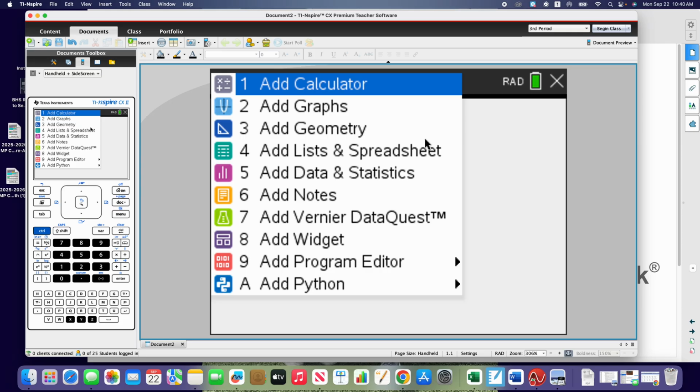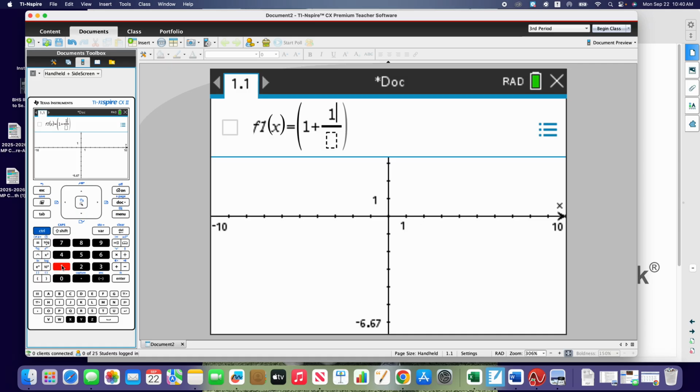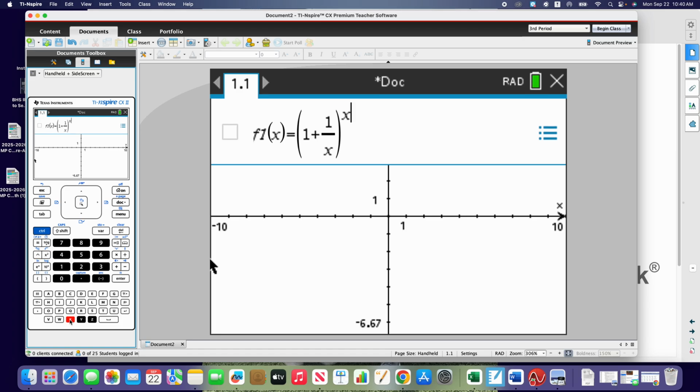All right. So I'm going to go add a graph. In that graph, I'm going to put a parenthesis, a 1, plus, controlled division, 1 over x, and I'm going to raise that to the x. Okay?